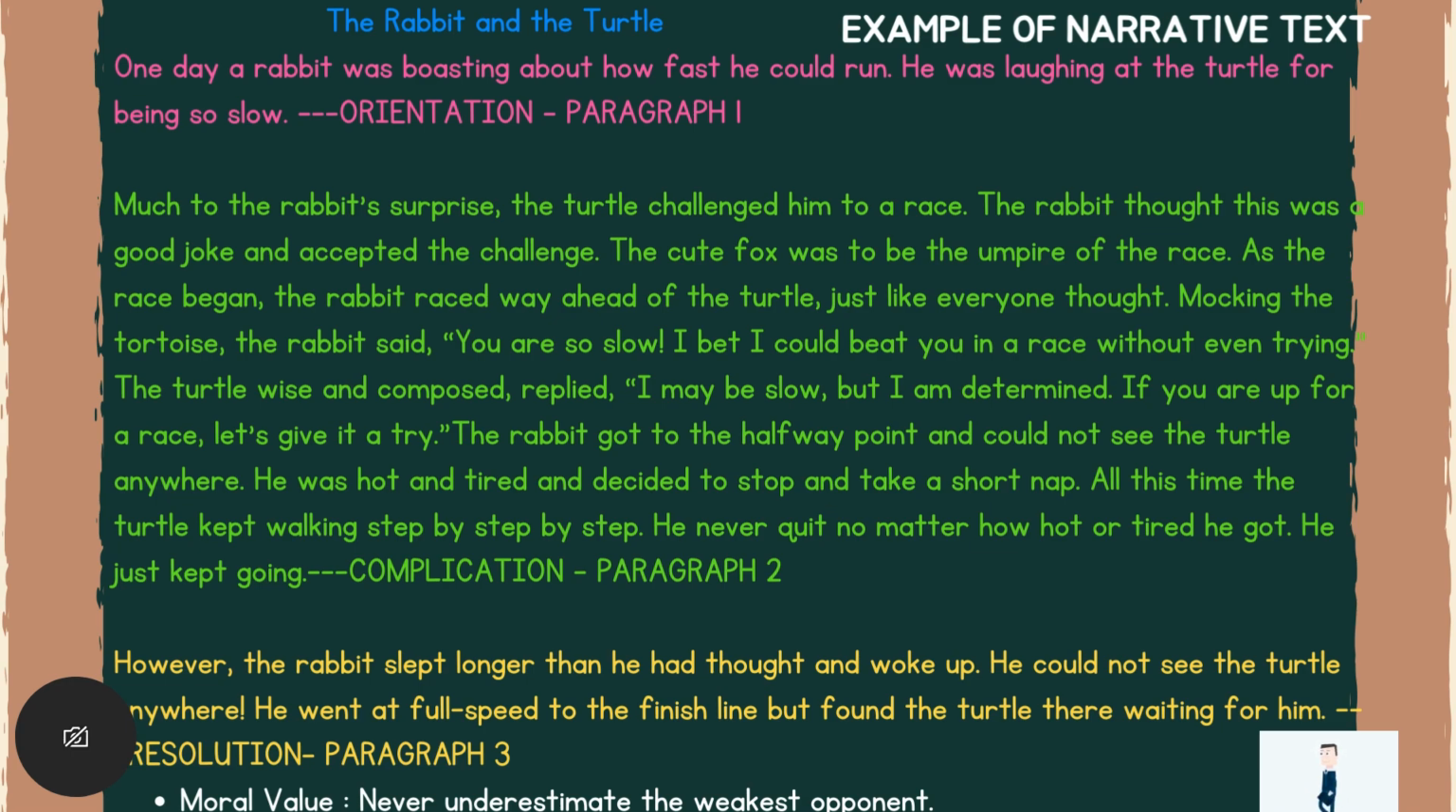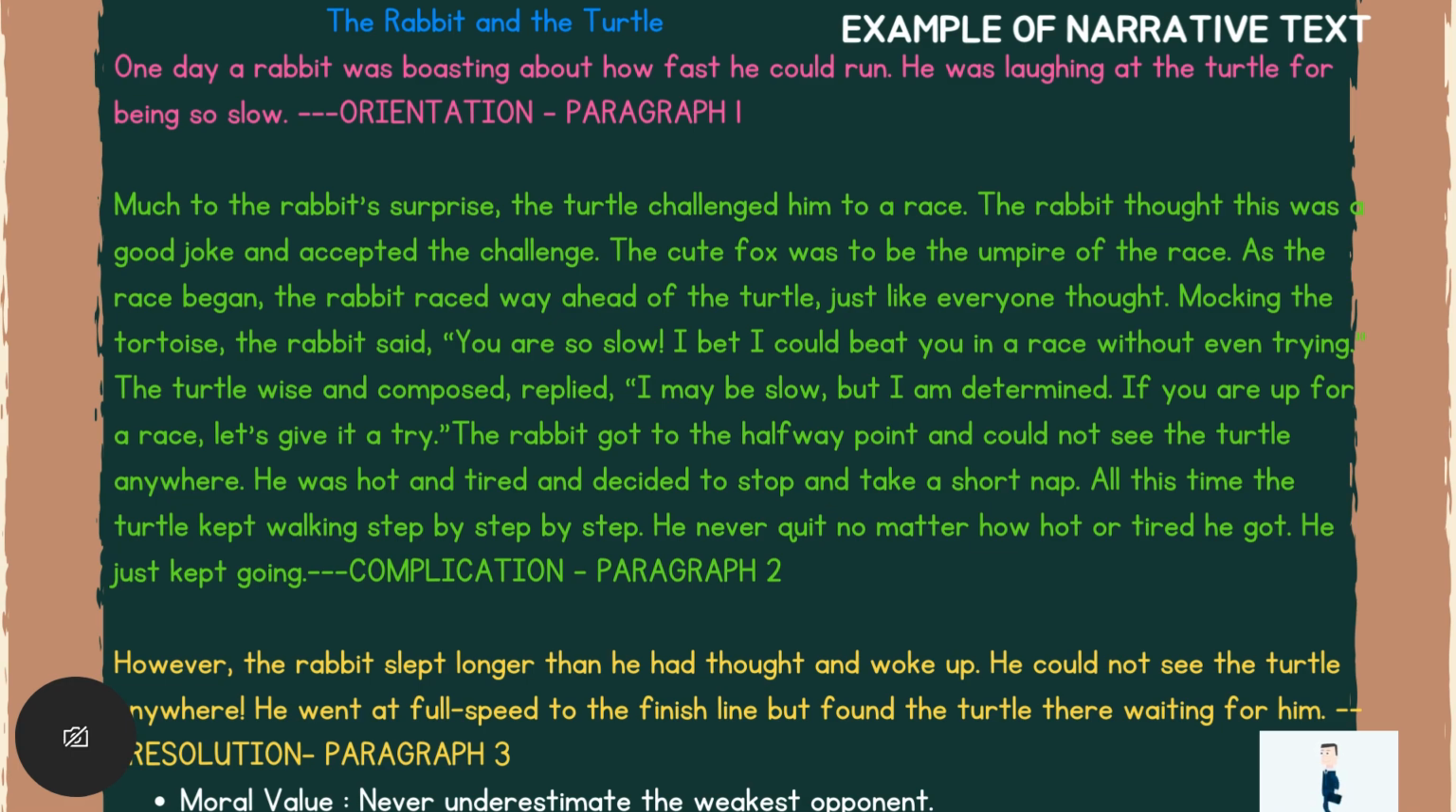The rabbit got to the halfway point and could not see the turtle anywhere. He was hot and tired and decided to stop and take a short nap. All this time, the turtle kept walking step by step. He did not quit no matter how hot or tired he got. He just kept going. This is paragraph 2, called complication. And the third paragraph is resolution.